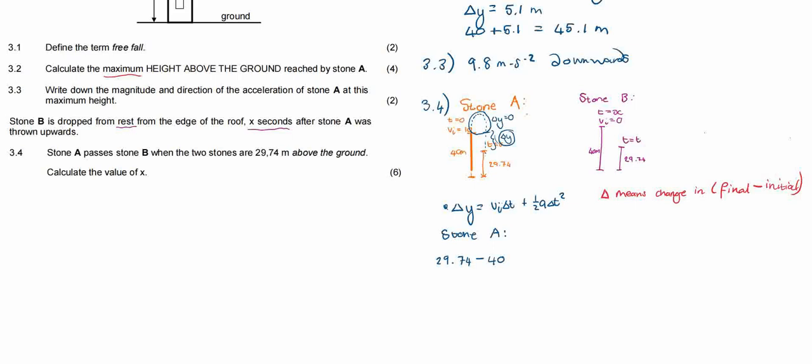Going back, delta y 29.74 minus 40 is equal to, our initial velocity for A is positive 10, because it's thrown upwards. Delta t, remember we said delta means change in, final minus initial. Final time was t, minus the initial, which is 0, plus a half a, being our acceleration due to gravity, gravity acting downwards, and we chose up as positive, so it would be minus 9.8 meters per second squared. Delta t again, t minus 0 squared. Simplifying, here we're going to get negative 10.26 is equal to 10t, right? t minus 0 is just t, minus 4.9 t squared.